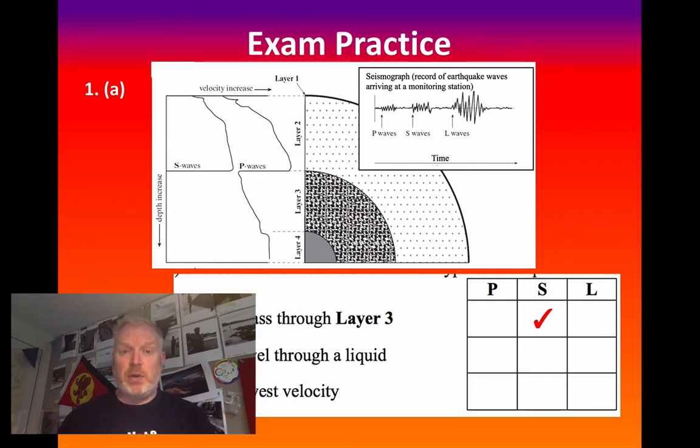The reason they stop at the bottom of layer 2 as they go into layer 3 is that layer 3 is liquid. And finally, we can see from the seismograph that the waves with the lowest velocity, the ones that would arrive last at an earthquake monitoring station, are the L waves. Remember, don't fall into the Year 8 worksheet trap.